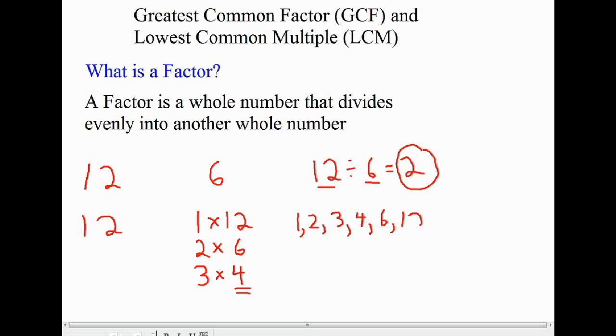Now the reason it can be helpful is because when you write them from smallest to biggest like this, if you start on either end with the smallest and the biggest, 1 times 12 is 12, 2 times 6 is 12, and 3 times 4 is 12. If you happen to miss one, you'll be missing one of the numbers that you're multiplying by. And again, writing them from smallest to biggest like this can help you make sure that you don't miss any. It doesn't guarantee that you won't miss any, but it helps ensure that you probably won't miss any.